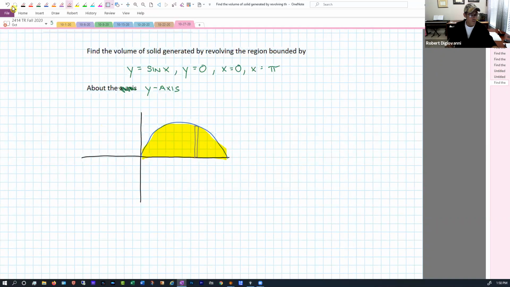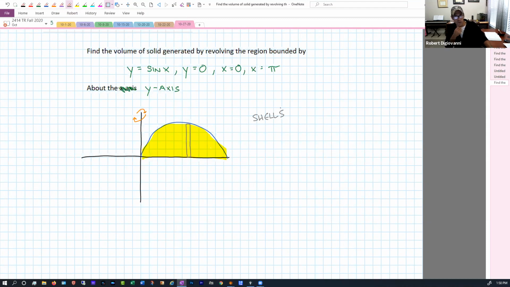But because I'm going around the y-axis, my axis of rotation is here. I can't use washers because a washer would require my rectangle to go this way, and I can't. So instead, I leave my rectangle as vertical, and I use shells instead. So can somebody tell me how this integral is going to be set up?